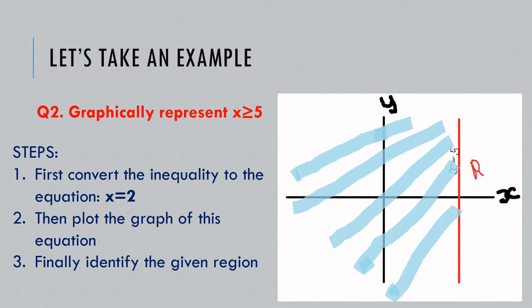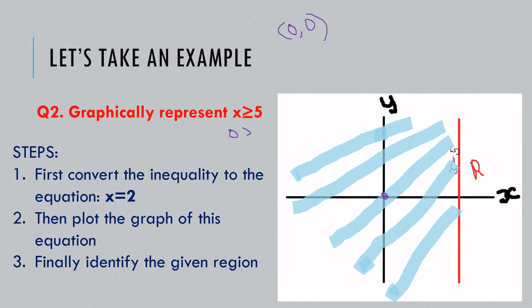x is greater than or equal to 5. Same steps. You have to first convert it to the equation. The equation is x equals 5. Then plot it and then identify the given region. This is easiest: 0 comma 0. So I am using this again. So 0 comma 0, so again 0 is over here.